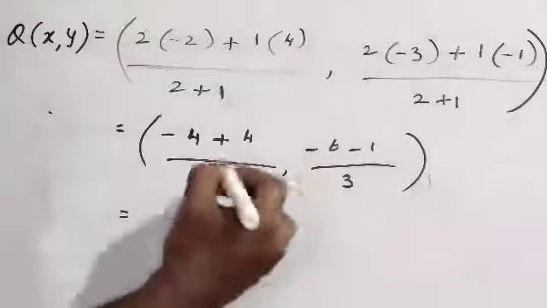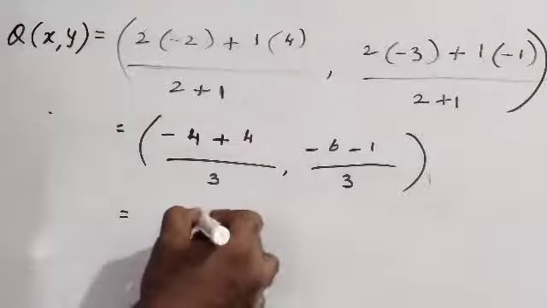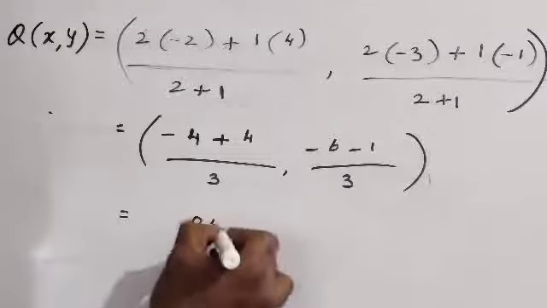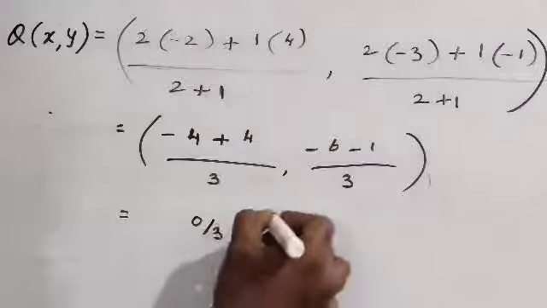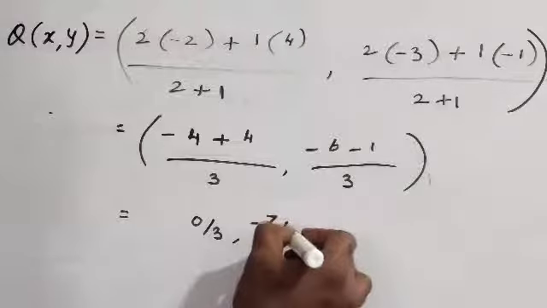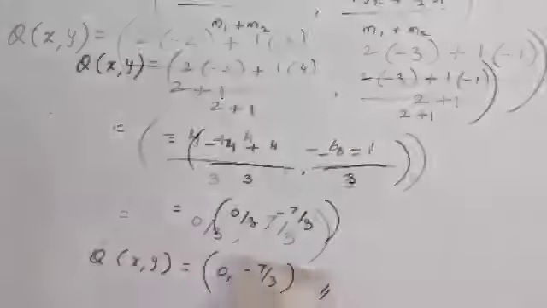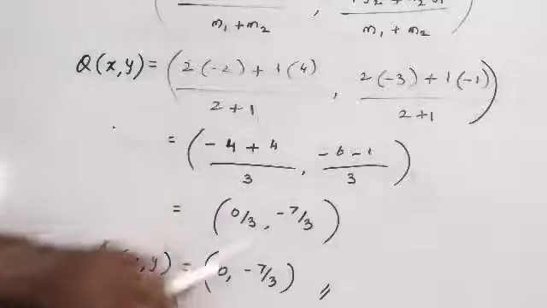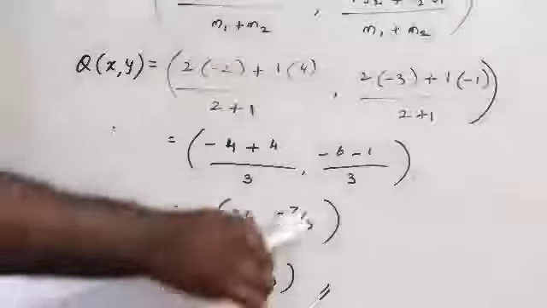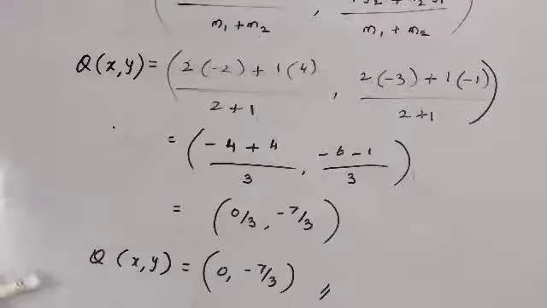Minus 4 plus 4, symbols are different, so 0 by 3, comma, minus 7 by 3. We know that 0 by anything is 0, comma, minus 7 by 3. That is the answer for Q.